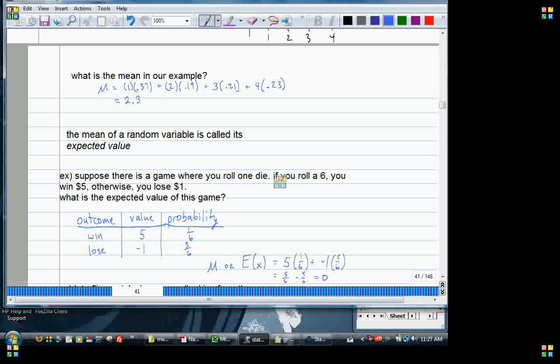Now I want to support this calculation with some intuition. Suppose we play this game and you roll 1, 2, 3, 4, 5, 6. What happens? When you roll a 1, lose $1. Roll a 2, lose $1. Lose $1, lose $1, lose $1. But then what happens? You roll a 6, you win $5, and it cancels out, and you're back at square one.